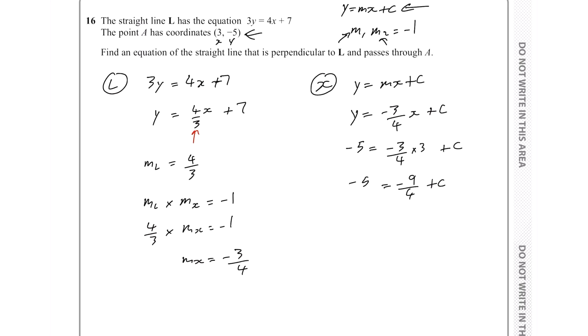And if I move the minus 9 over 4 to the other side by adding plus 9 over 4 to each side, I end up with c is equal to minus 11 over 4. So that means the equation of this line can be written as y is equal to minus 3 over 4 x minus 11 over 4.